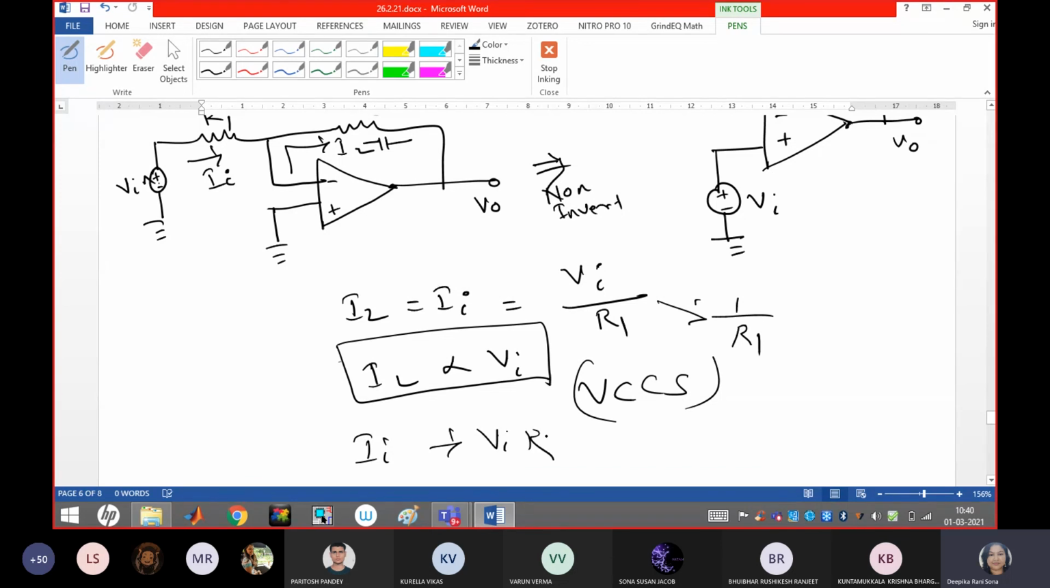So the next one is V to I converter with grounded load. Just keep patience, guys, just the last topic only. V to I converter with the grounded load.